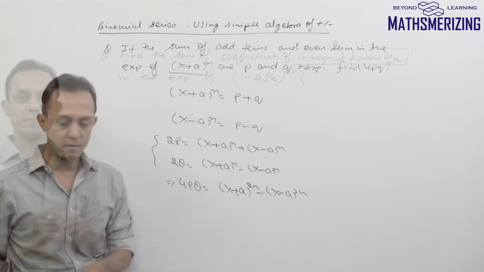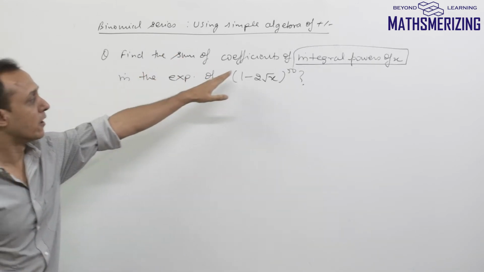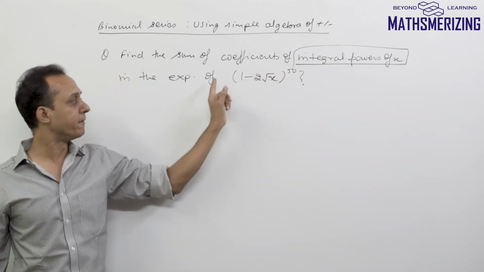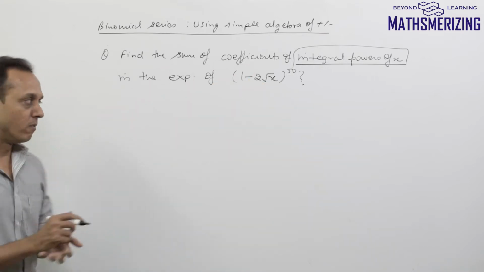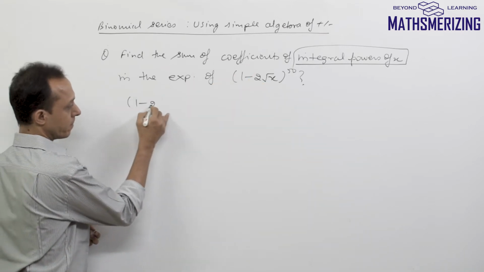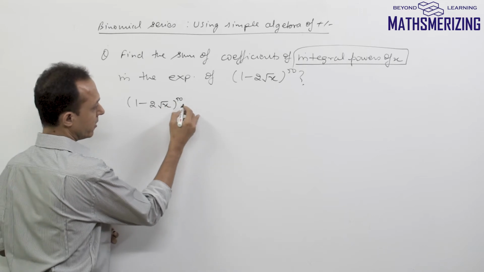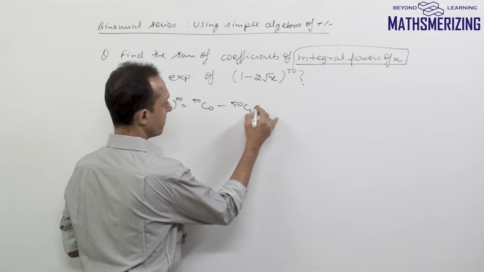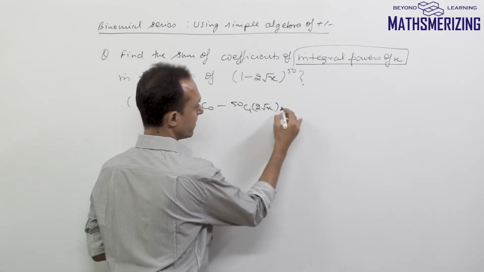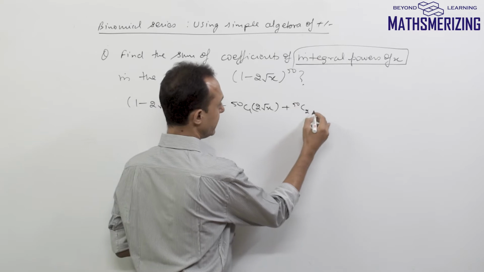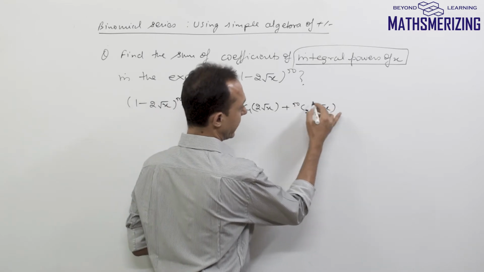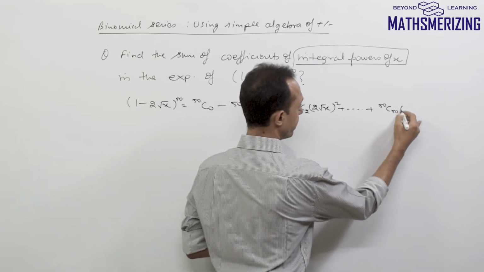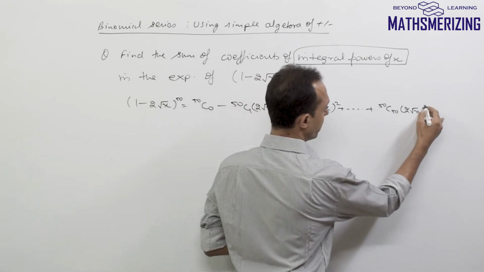The question is: find the sum of coefficients of integral powers of x in the expansion of (1 - 2√x)^50. So I'll write the binomial expansion of (1 - 2√x)^50. It will be simply 50C0 - 50C1 (2√x) + 50C2 (2√x)² and will continue up to 50C50 (2√x)^50.